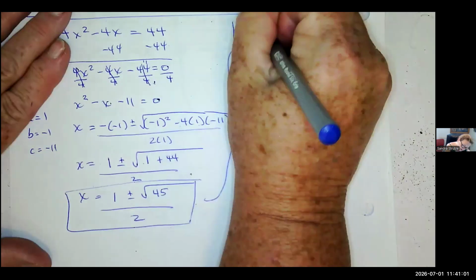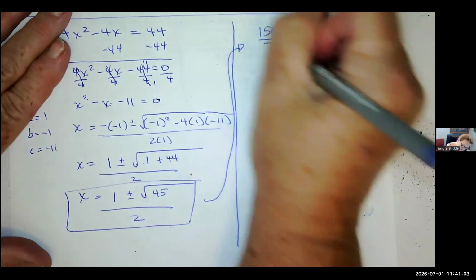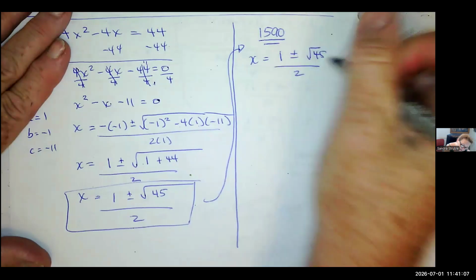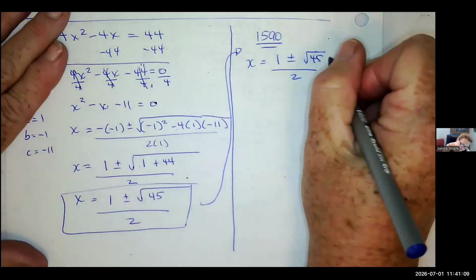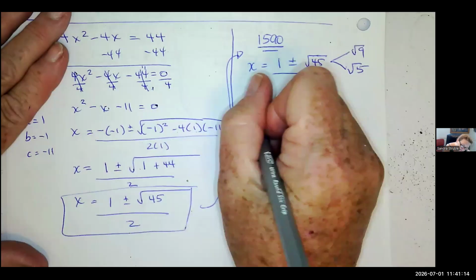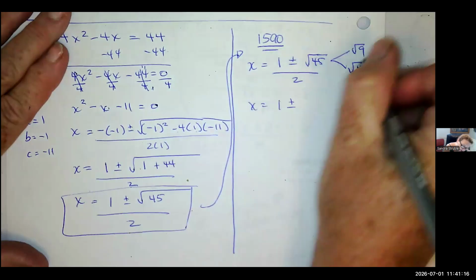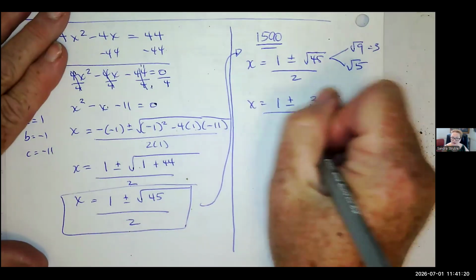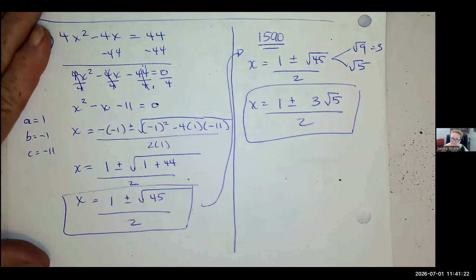Let's rewrite this. 45 has a perfect square in it. Square root of 9, square root of 5. So x is equal to 1 plus or minus square root of 9 is 3. Square root of 5, all of this over 2. Now you're done. This is the answer I'm looking for on the exam.